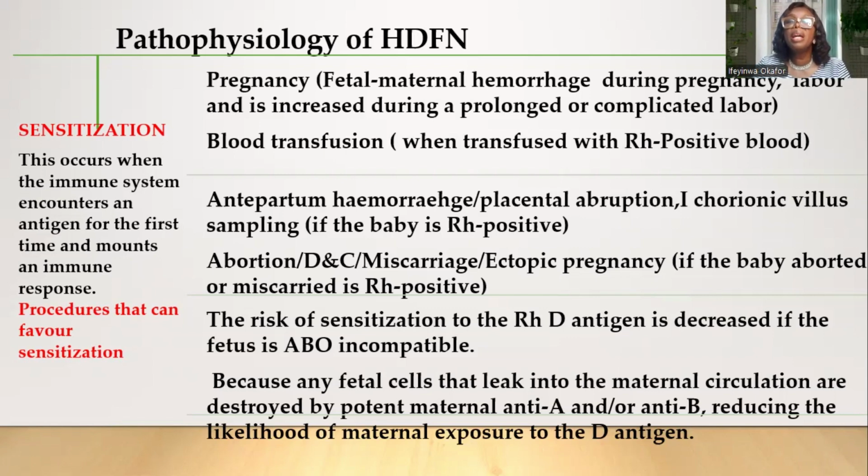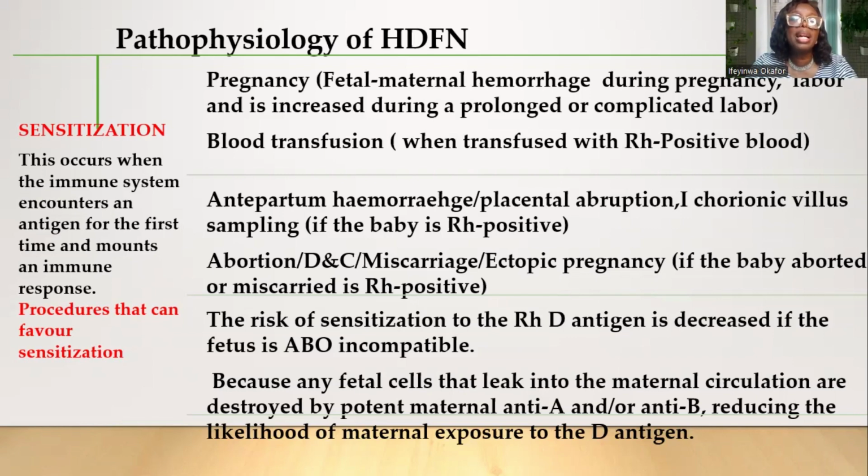If the baby being aborted or miscarried is Rh positive, the risk of sensitization to the Rh D antigen is decreased if the fetus is ABO incompatible. This can be explained better if you have a good knowledge of the ABO blood group system and the Rh blood group system. Please do well to visit our channel and listen to that lecture on the ABO and Rh blood group systems. It will help you to understand what we are discussing here today better.